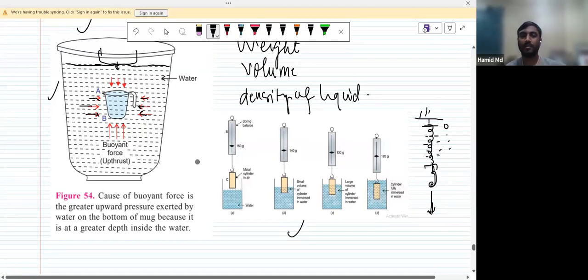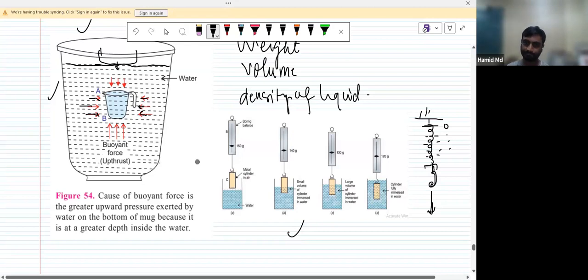Now tell me if you have got any idea. Because as soon as it's immersed in the water, the upward force pulls the object up, which makes the spring go up and show a lesser weight. Okay, so this is one observation. I agree with you. What is another observation?